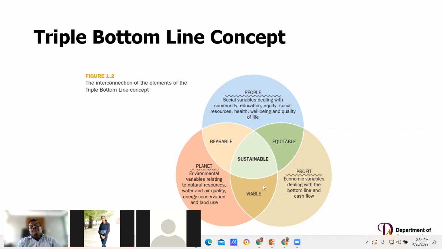So we want sustainable businesses. When you say sustainable, it has to be equitable.